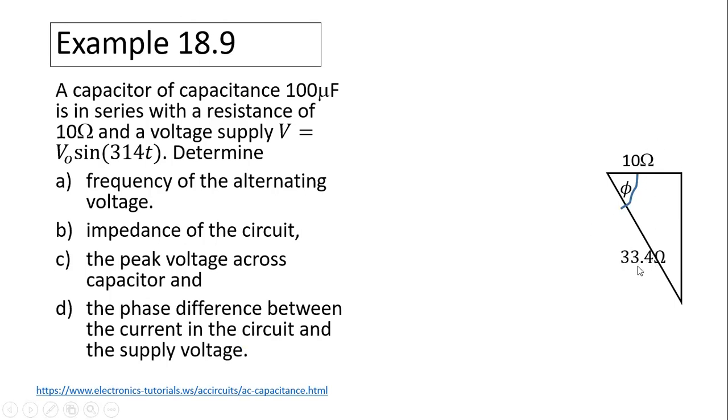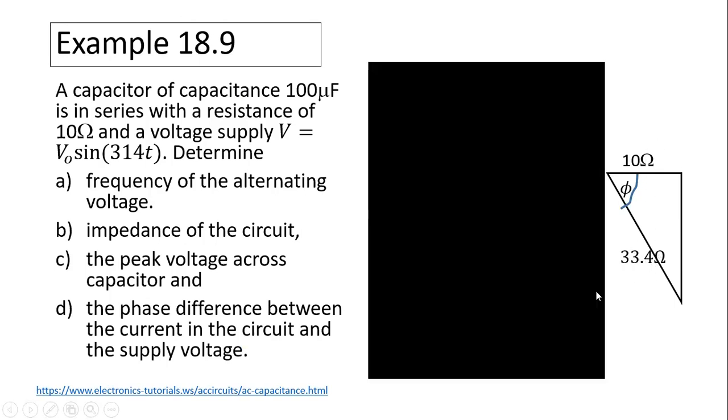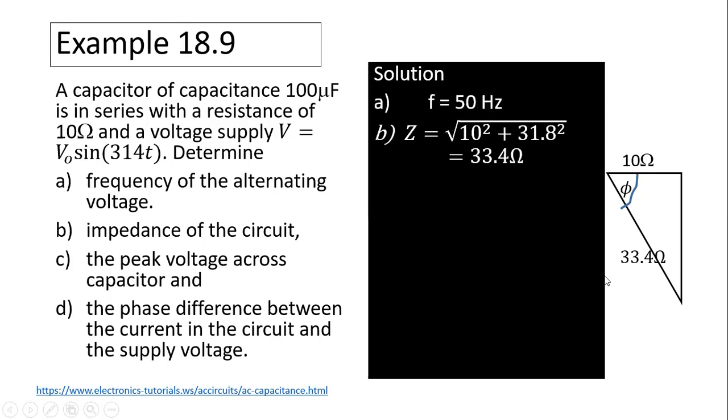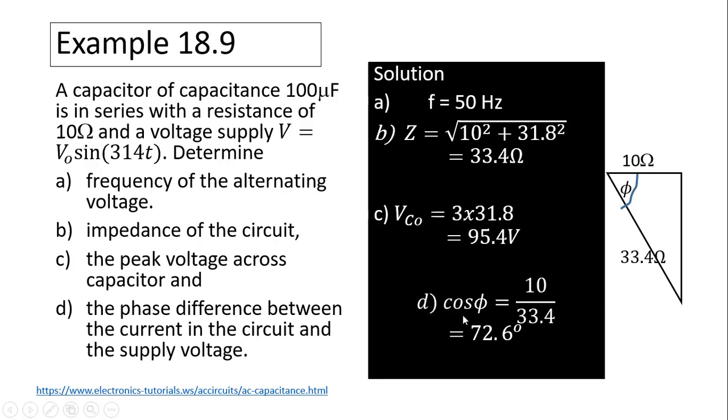10 ohm here, the 33.4 ohm. So that's what we have calculated. That's our Z, 33.4. That's our C part. And cos is just your 10 divided by 33.4. Use your calculator, you get 72.6 degree.